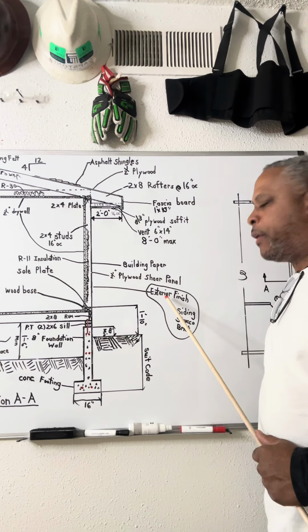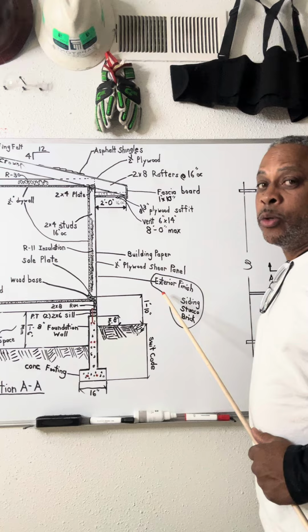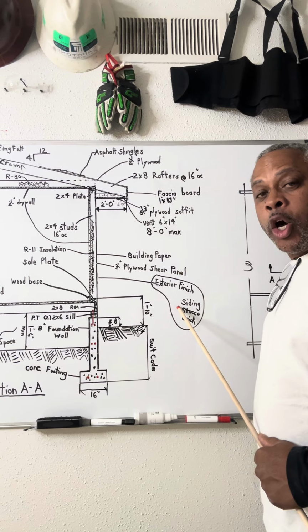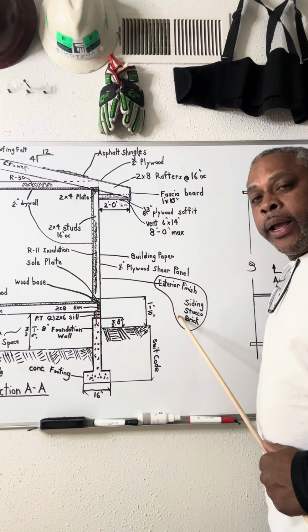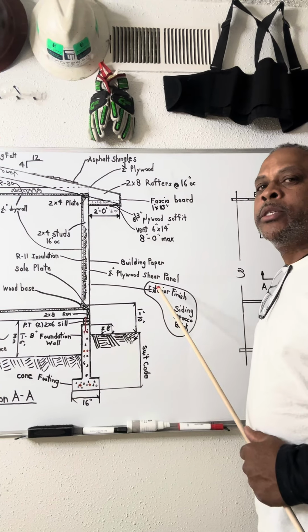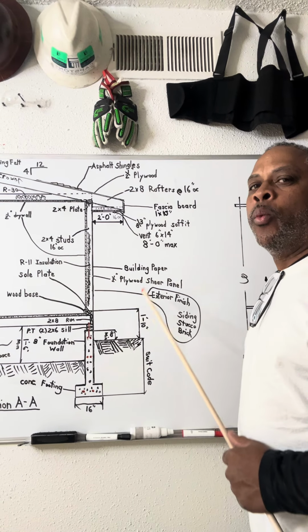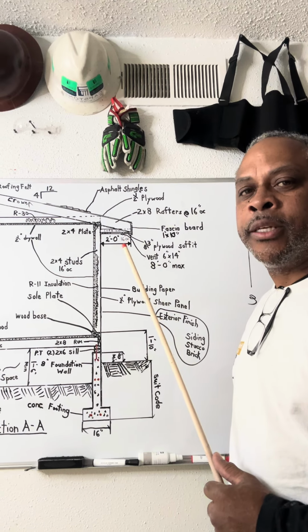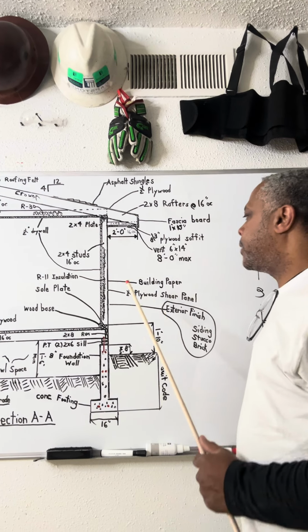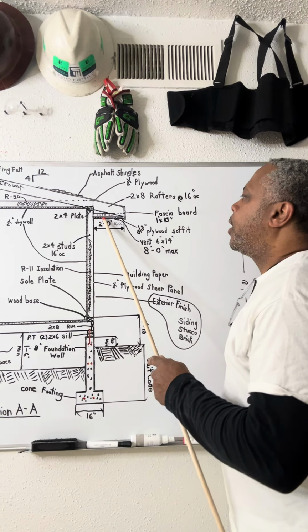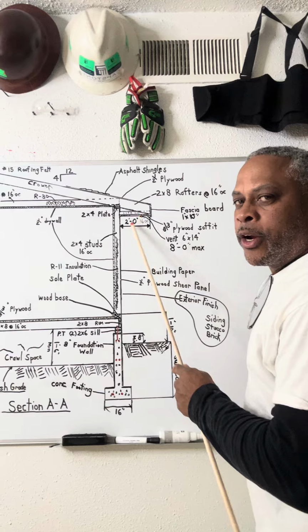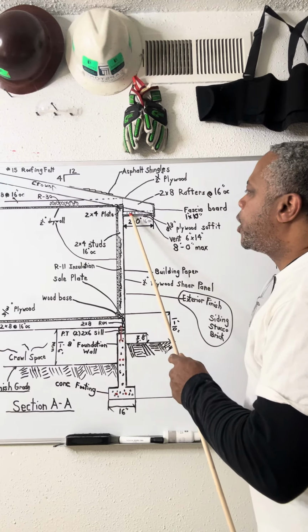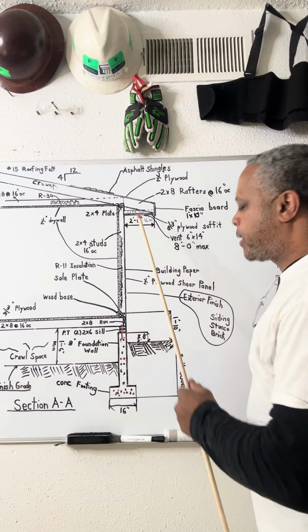Okay, so on the outside, we have building paper, because we're going to go with an exterior finish siding. It could be vinyl, it could be wood, or stucco, or brick. Each one still has to be wrapped with a certain type of weather-resistant membrane or paper.